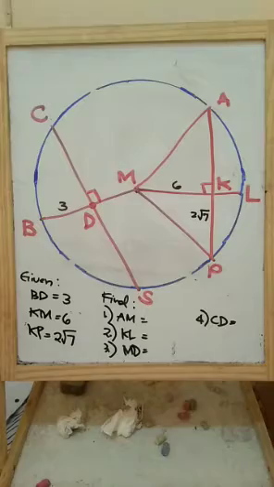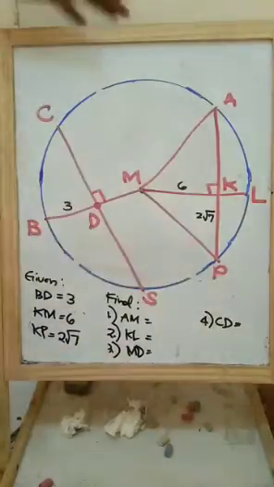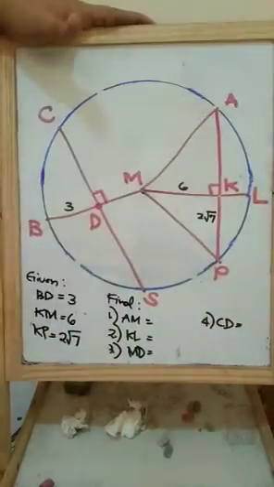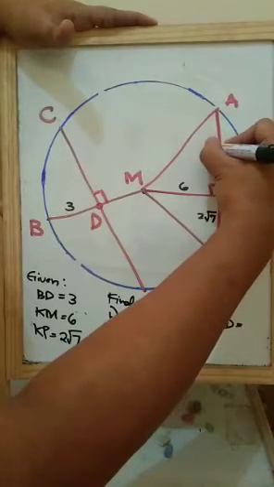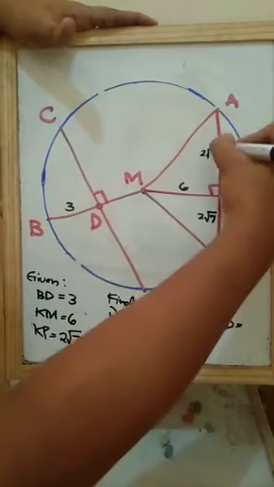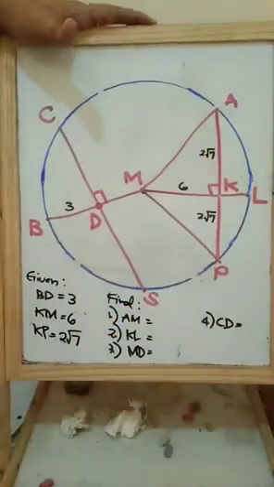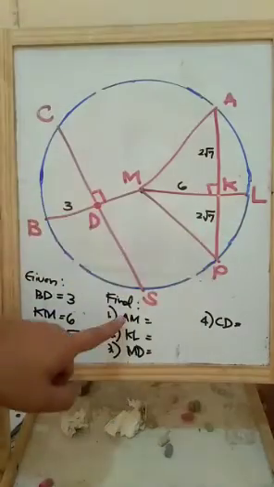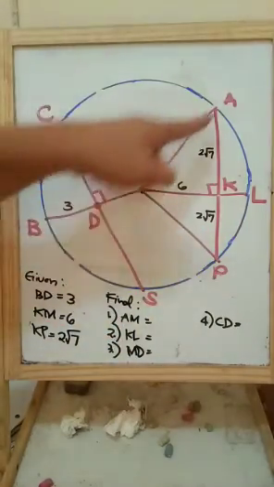Now, ang idea natin dito, since these are perpendicular to each other, meaning KP and KA are congruent. So we can say right now that segment KA or AK would also measure 2 square root of 7. So, pantay silang dalawa dito. The problem is, eto, itong si AM.